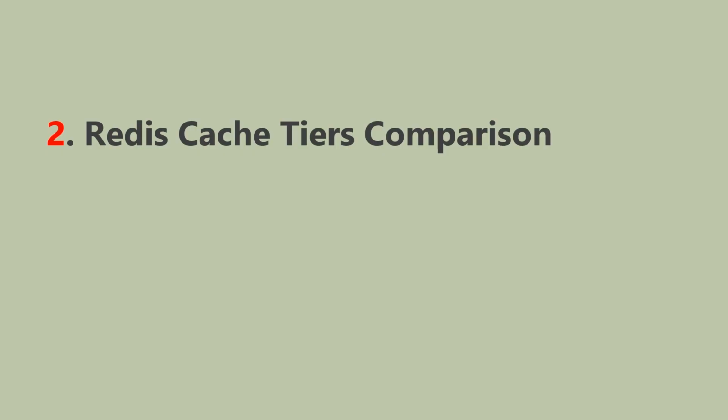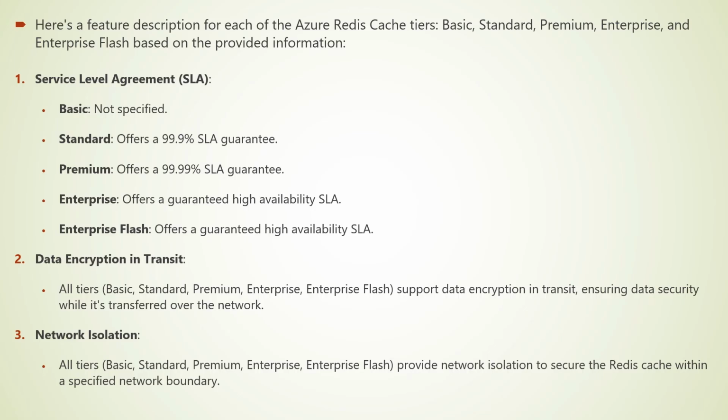2. Redis Cache Tiers Comparison. Here's a feature description for each of the Azure Redis Cache tiers: Basic, Standard, Premium, Enterprise, and Enterprise Flash based on the provided information. Service Level Agreement, SLA. Basic, not specified. Standard, offers a 99.9% SLA guarantee. Premium, offers a 99.99% SLA guarantee. Enterprise, offers a guaranteed high availability SLA. Enterprise Flash, offers a guaranteed high availability SLA.